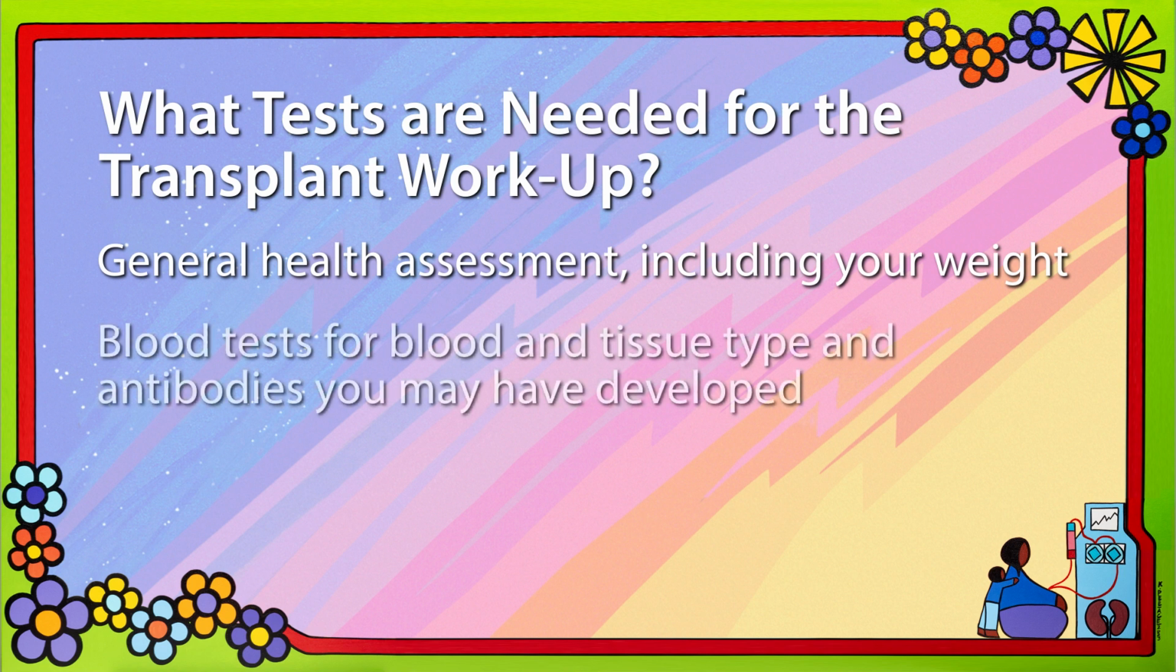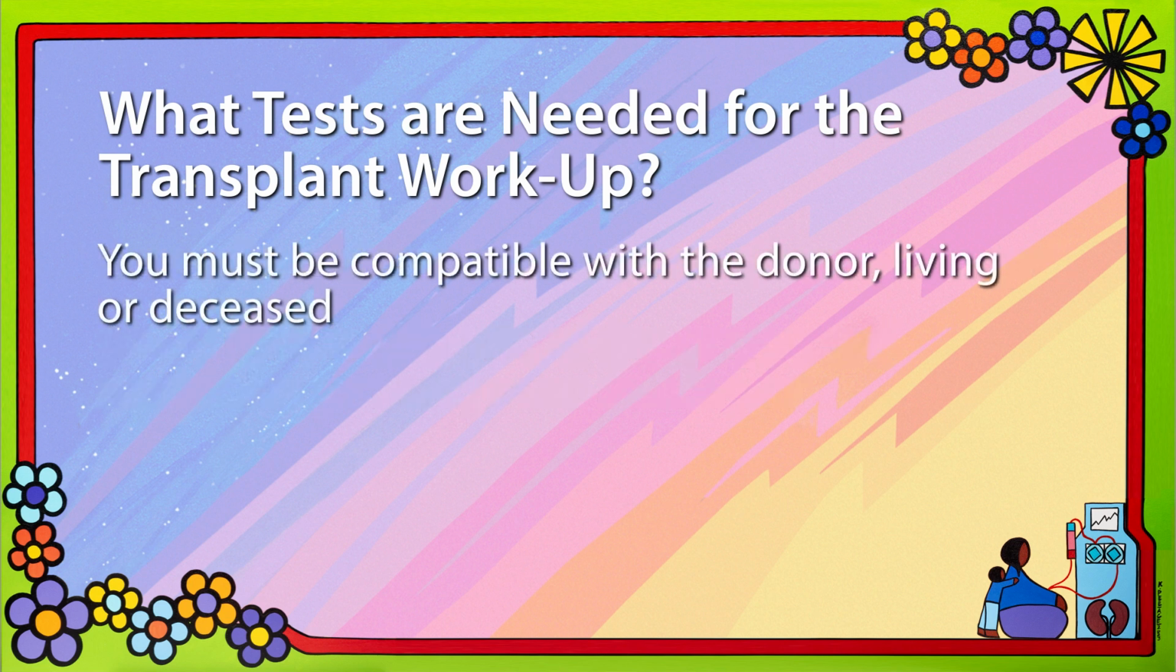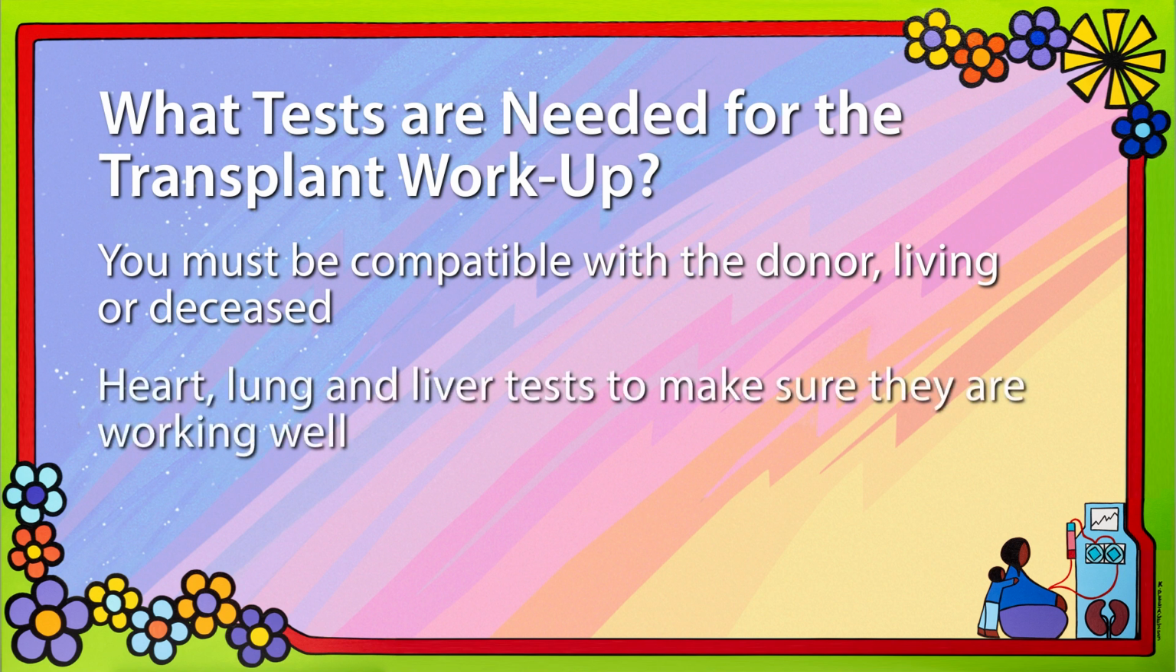There are many blood tests needed to determine blood and tissue type and antibodies that you may have developed. If you have lots of antibodies, this makes getting a compatible kidney more difficult. You must be compatible with the donor of the kidney, living or deceased. Heart, lung, and liver tests will be done to make sure they are working well. Some of these tests may be blood tests, but you may also need ultrasounds, breathing tests, and dye tests for your heart.